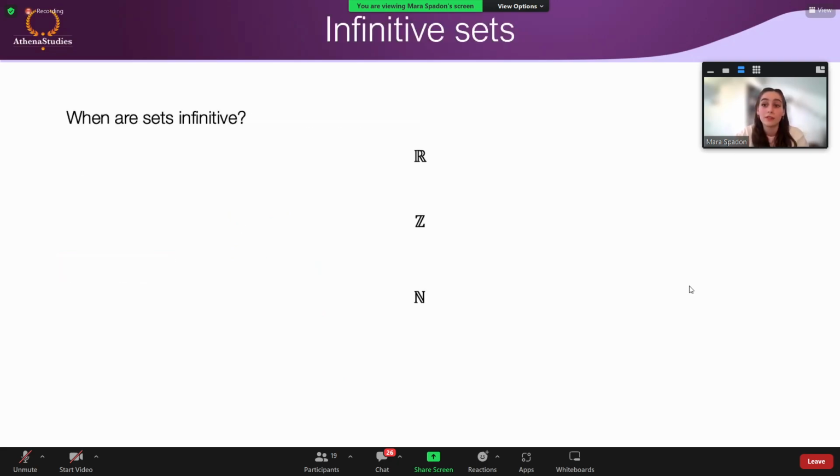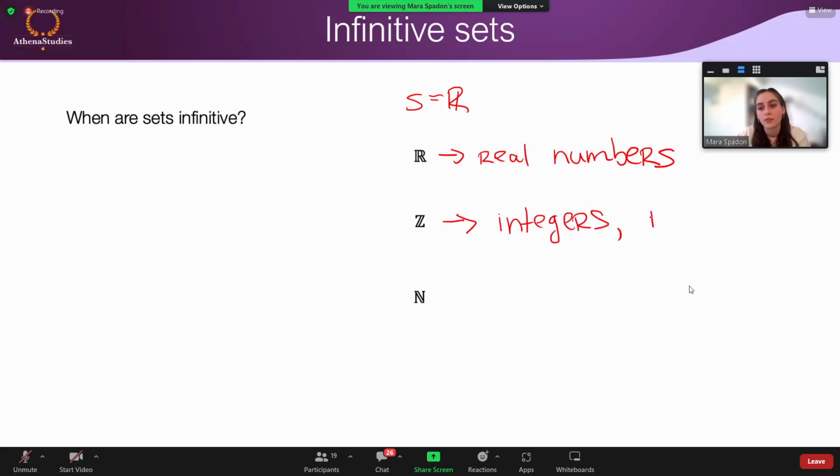Then we have infinite sets. So we have 3 examples here. R is an infinite set. So if we have a set that is just equal to real numbers, real numbers are like any numbers, right? So that can be anything. We could have the set of capital Z, which is the set of integers, both positive and negative integers.